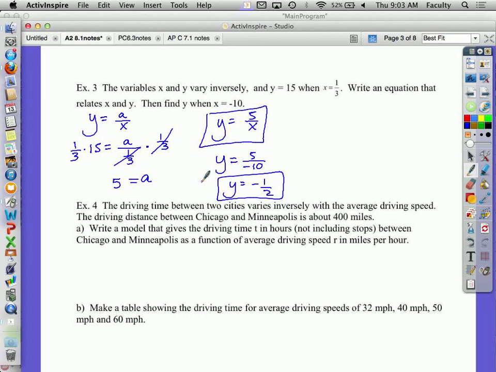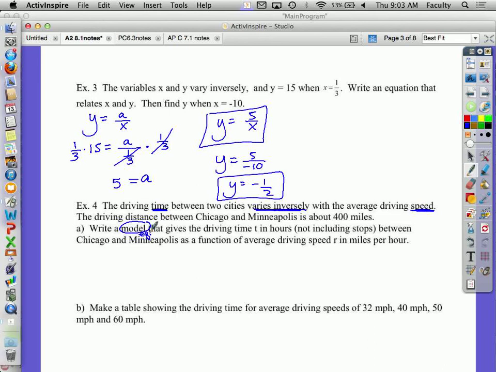All right, example 4. The driving distance between 2 cities varies inversely with the average speed. So then when you get to these word problems, driving time varies inversely with driving speed. What I like to do is I like to just underline that information. So I know I have an inverse relationship. It's telling me the driving distance between Chicago and Minneapolis is about 400 miles. Letter A says write a model. The word model is another word for equation.